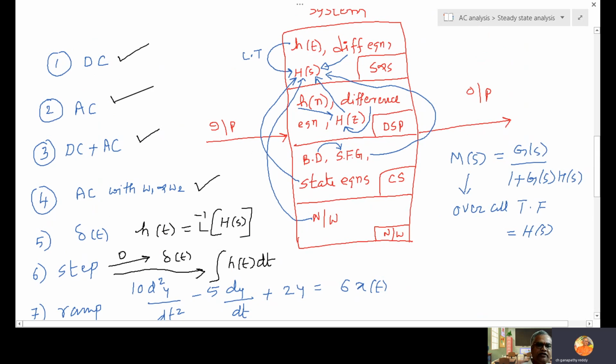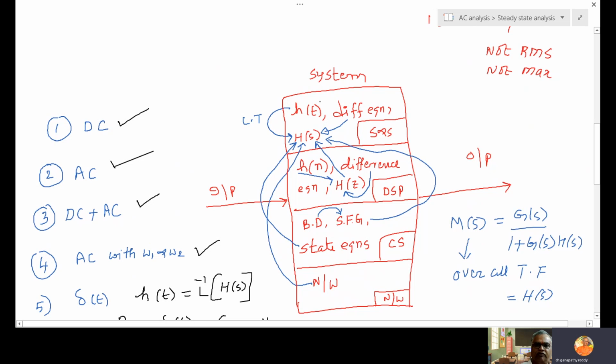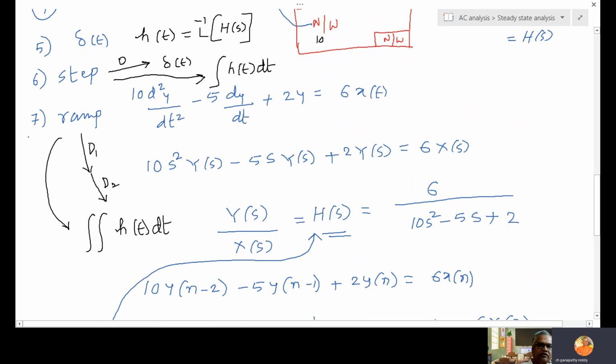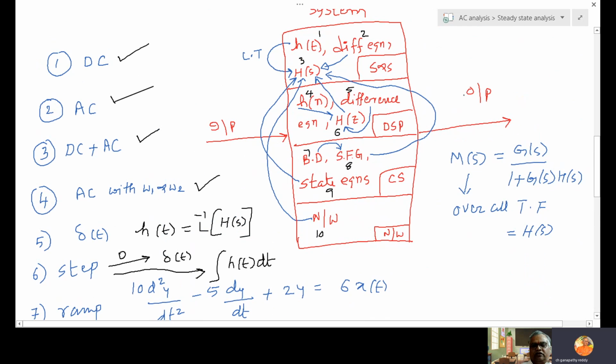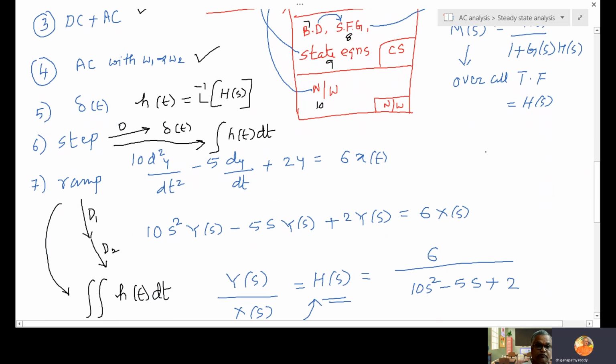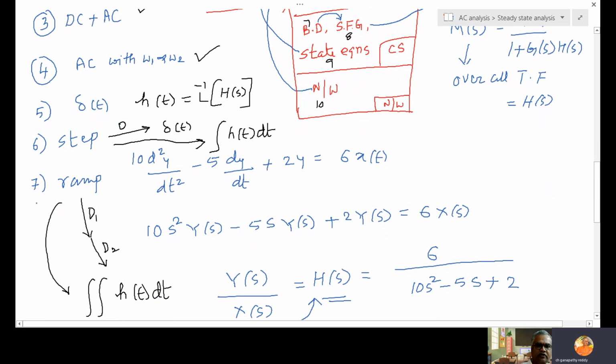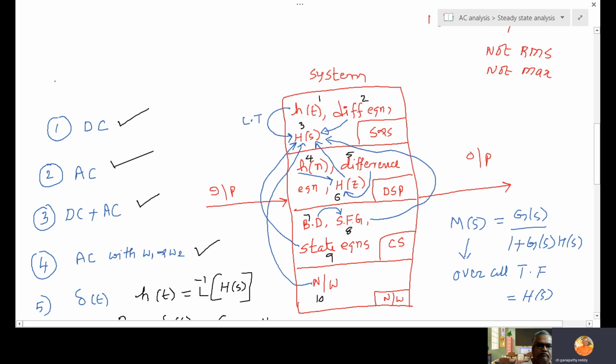So how many inputs did we apply? 7 inputs. How many ways can the system be described? 1, 2, 3, 4, 5, then 6, 7, 8, 9, 10. The system can be described in 10 ways. Inputs can be 7 types. Then the eighth one can be the exponential input.